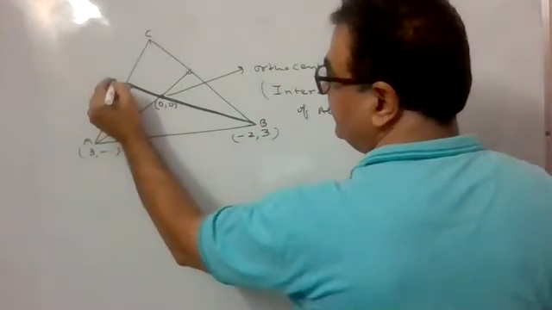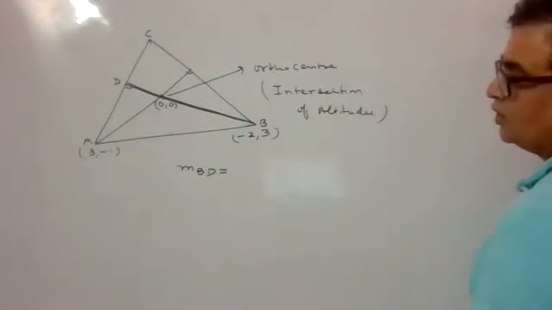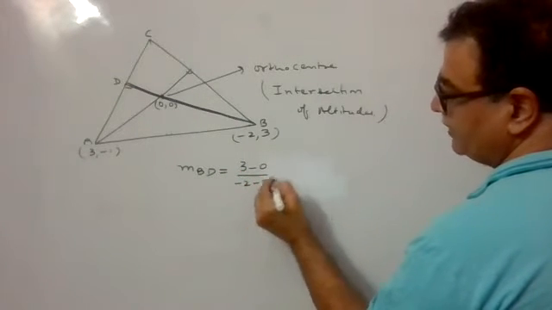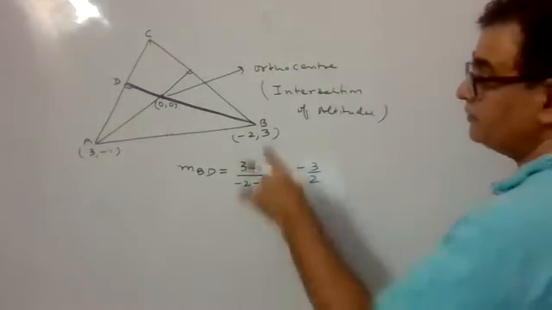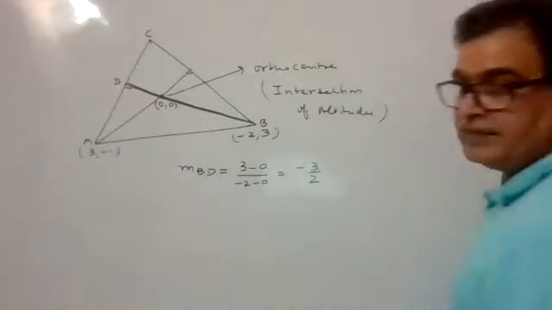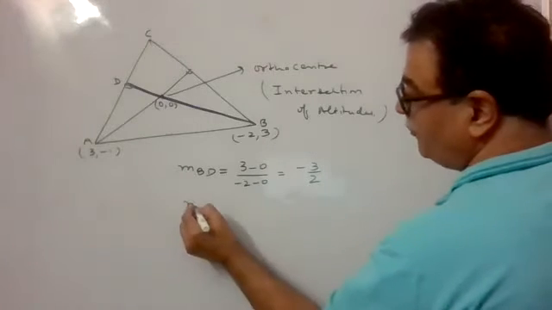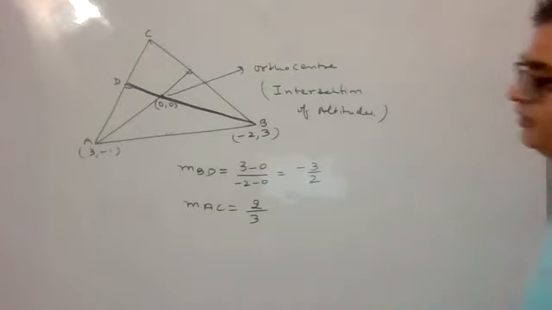Let this point I'll take D. So I calculate the slope of BD. Slope of BD is (3 minus 0) by (minus 2 minus 0). It will be minus 3 by 2. And if the slope of BD is known, the slope of AC can be calculated. It is perpendicular to it. So what is the slope of AC now? The reciprocal of it with opposite sign, so 2 by 3.